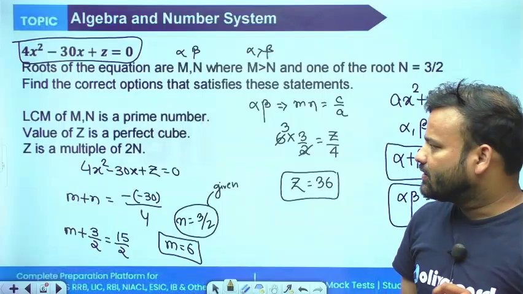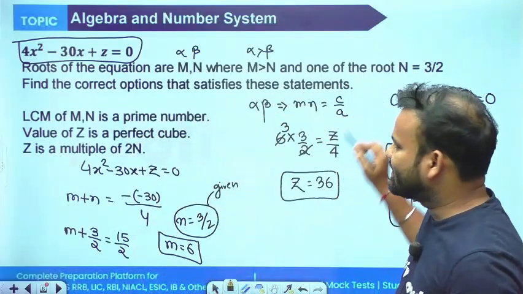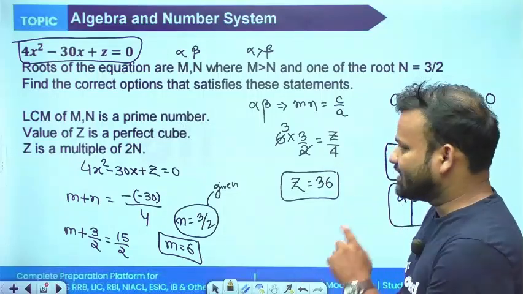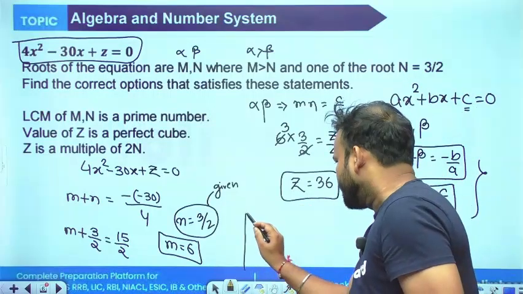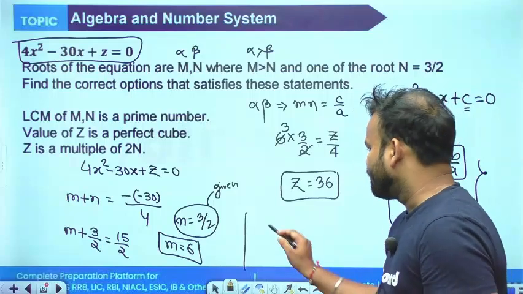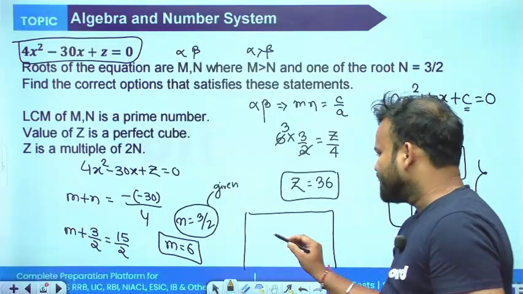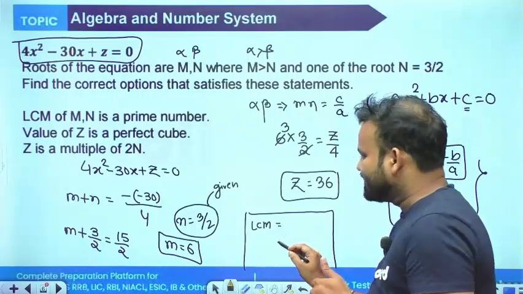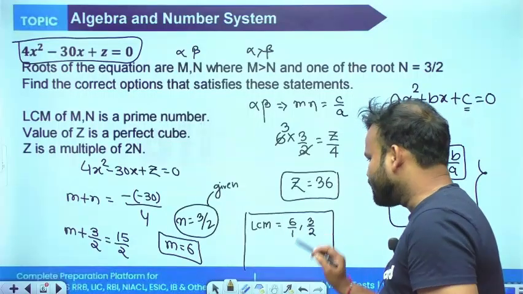Now find the correct option that satisfies this statement. Which of the following statements is correct? Statement 1 is: LCM of m and n is a prime number. So how to calculate the LCM of two particular numbers? What is m? We have to calculate the LCM of m, which is 6 by 1, and n, which is 3 by 2.